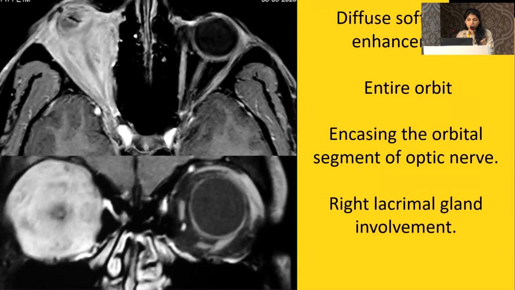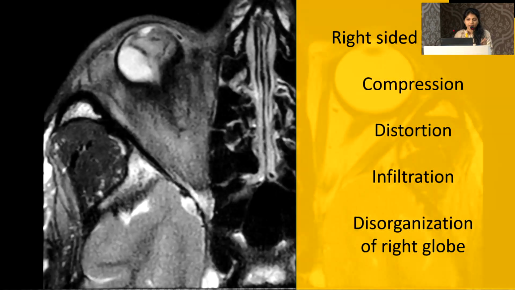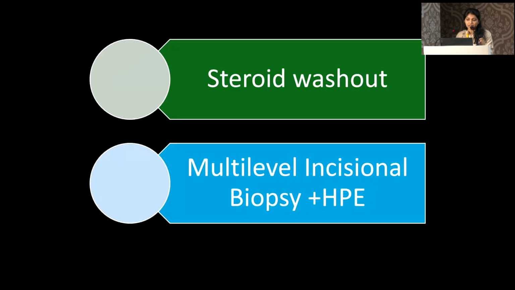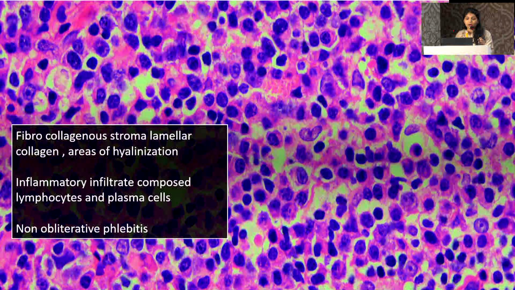Diffuse tissue enhancement covering the entire orbit was seen on the MRI. There was also an encasing component along the optic nerve, involving the right eye lacrimal gland as well. The right-sided proptosis and the diffuse swelling also caused compression, distortion and infiltration of the globe. On the basis of clinico-radiological judgment, we gave a steroid washout period of 3 weeks and conducted a multi-level incisional biopsy. On histopathology, we found a marked lymphocyte and plasmacyte infiltration.